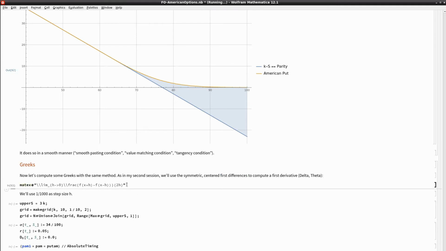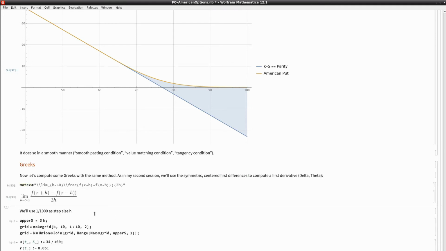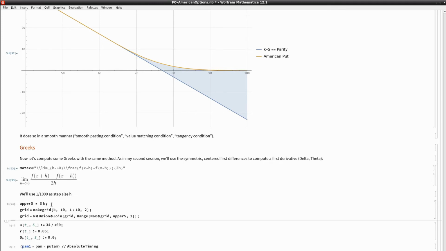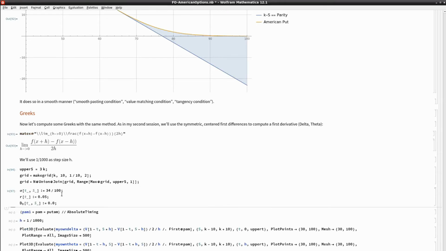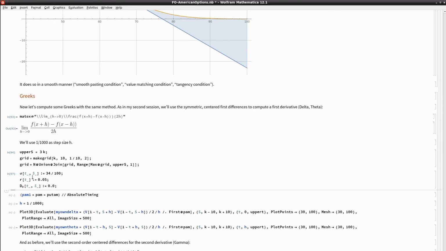This is pretty much the secant rule. And I use 1/1000 as a step size. There's no rhyme or reason to it. It's just a convenient number. So if we use 1/1000 as a step size h here, let's do some plots. Let's define again our sigma, r, and delta.